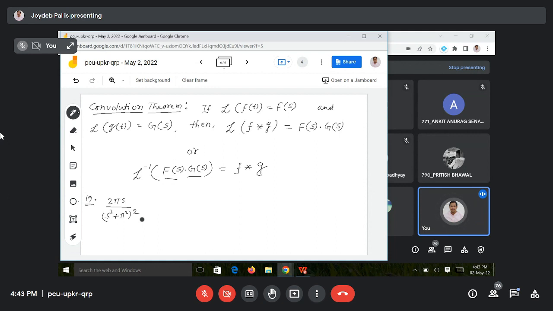You take F(s) and G(s) in such a way that the inverse of F(s) and G(s) can be found from the table. Matlab jiska Laplace inverse known ho. Okay? So can you tell me, F(s) and G(s) kya liya jaye? F(s) is equal to 2 pi by (a square plus pi square), or this. That is the best representation of the form F(s) into G(s).